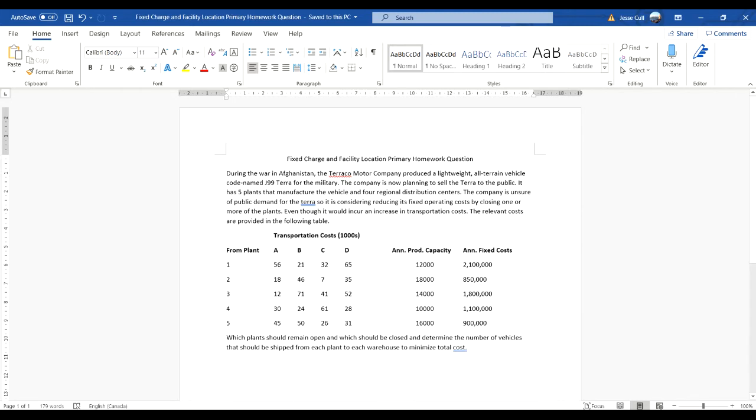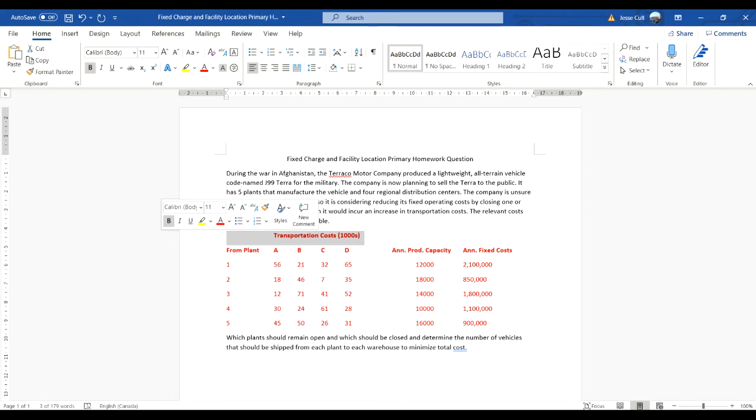Then we have to determine the number of vehicles that should be shipped from each plant to each warehouse to minimize total cost. So let's look at the question a little more carefully, and let's try to determine relevant information. With questions like this, we can almost assume this is relevant information. It seems like they laid it out in a chart because it is all critically important. The question is, how do we take this information and convert it to a format that we need to solve these problems?